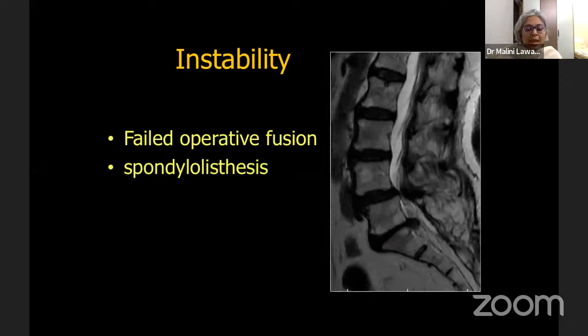Instability. Now, what may happen is, because of the decompression being done here, this patient had a recurrent disc herniation, but also now because of this decompression, you may develop instability at a higher level. So if you have done multiple level decompression and fixation is not done, there can be anterolisthesis and instability.